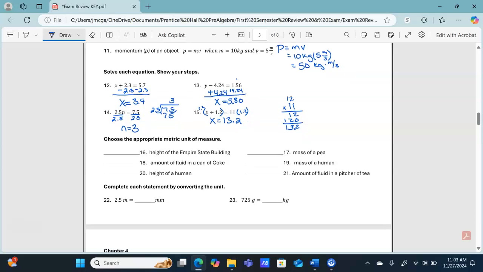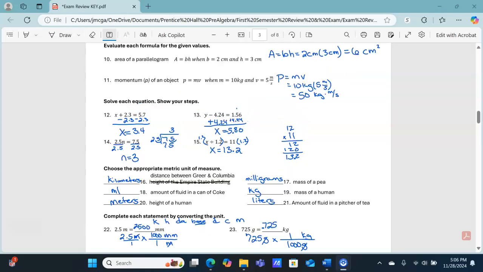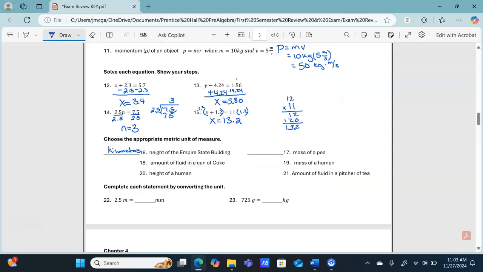Choose the appropriate metric unit. For distance between Greer and Columbia, we would use kilometers. For the mass of a pea, I would use milligrams. The mass of a human, I would use kilograms. The amount of fluid in a can of Coke, I would use milliliters. The height of a human, meters. Amount of fluid in a pitcher of tea, I would use liters.